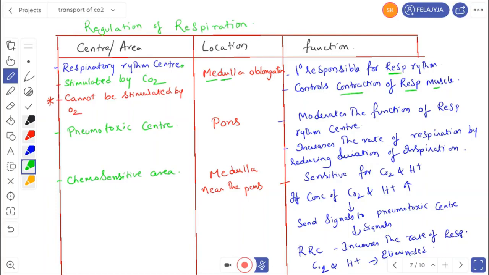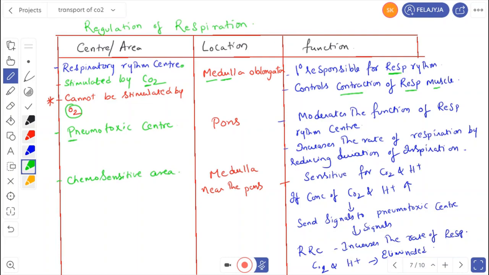Generally, the respiratory rhythm center is stimulated by carbon dioxide. Remember, it is stimulated by carbon dioxide. But there is one more important point: oxygen does not have any role in the respiratory rhythm center. Oxygen cannot stimulate the respiratory rhythm center. Very important point.